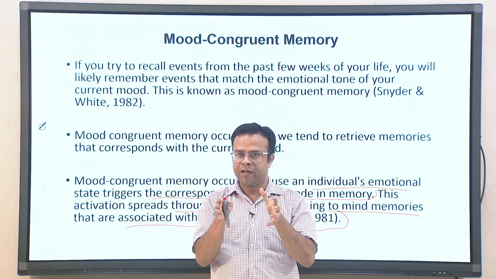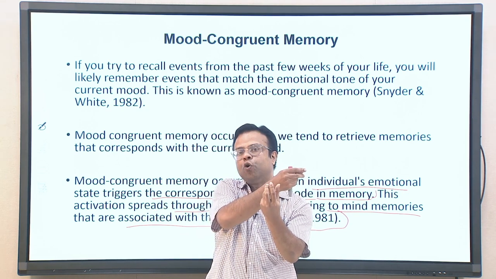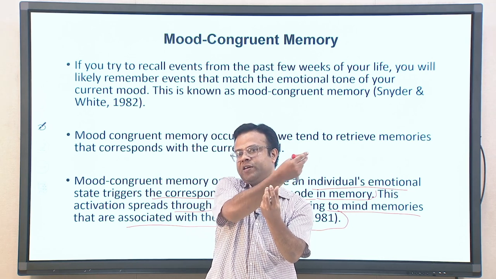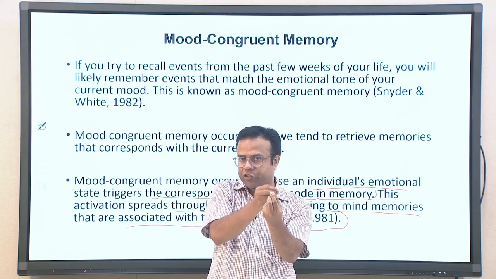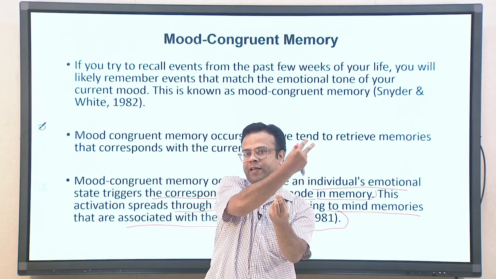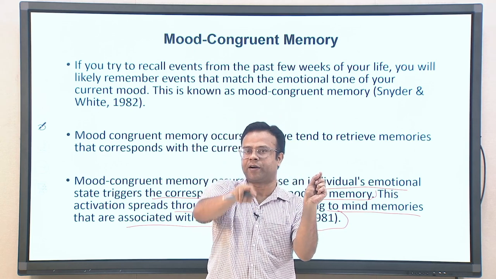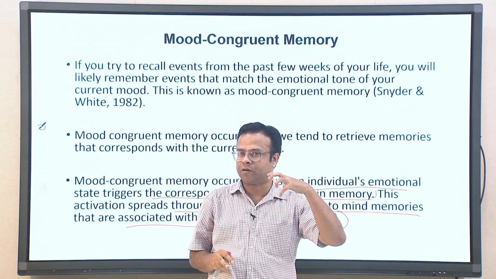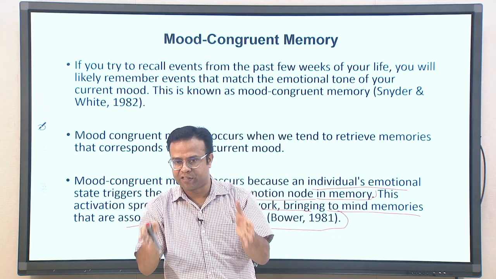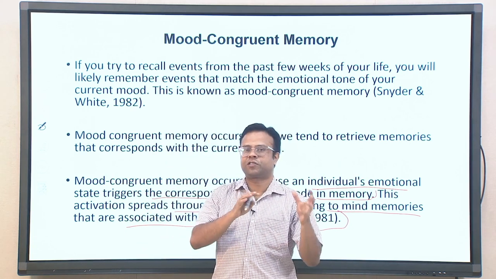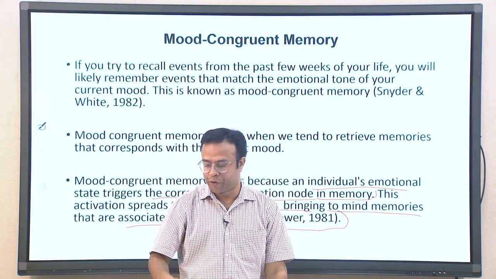So, if you are happy, this happiness will trigger the happy nodes, the happy emotion that we have experienced in the past. Let us say you went to a party last week, so that will trigger that emotion and the event associated with that emotion, and whatever memory is associated with that party, whether you were eating, talking to friends and so on. So, all these memories will get triggered by the present emotional state. So, this can be explained through the associative network model, why this mood congruent memory happens.